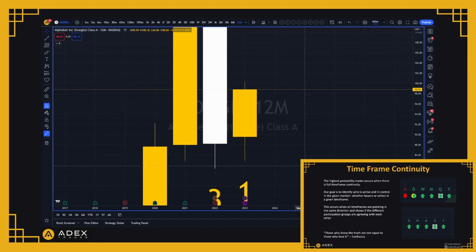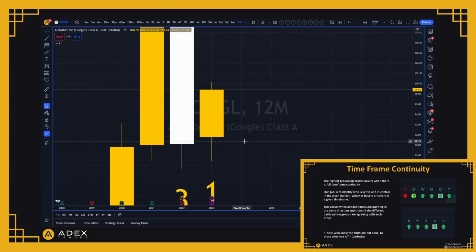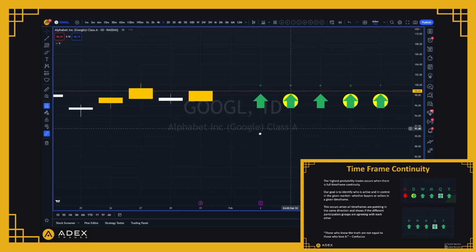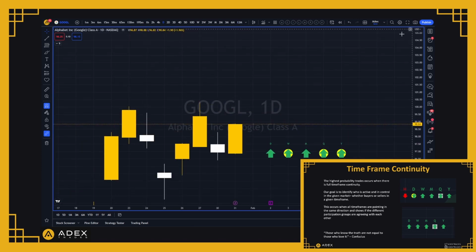This tells you that institutions, not us, institutions have been buying Google in all time frames, meaning that Google is in full time frame continuity to the upside, and you can see it with this indicator telling you, hey y'all, Google is green on the day, green on the week, green on the month, green on the quarter, and green on the year. Meaning that they have been buying Google on all time frames. So that lets you know that institutions are buying Google and they've been bidding the price up.